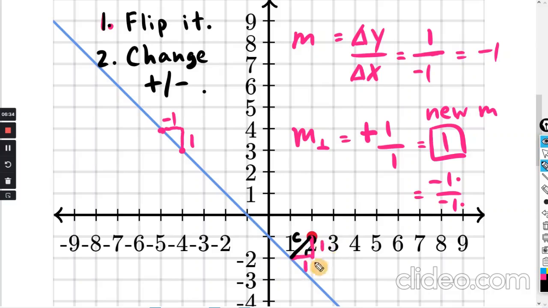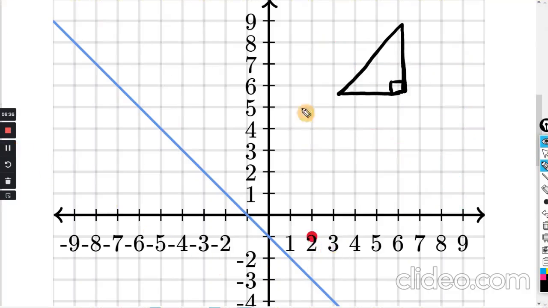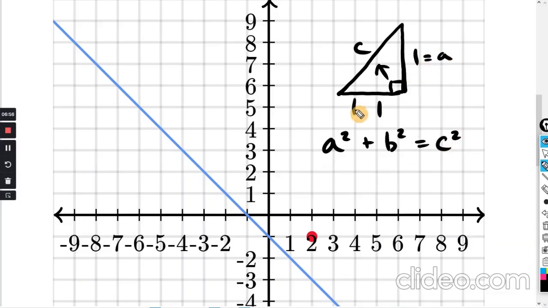I'm going to draw a bigger version of this. This side length was 1 and this side length was 1. Across from your right angle is the hypotenuse c. So we just use a squared plus b squared equals c squared. The legs, it doesn't matter which is a or b. The hypotenuse always has to be c. So a is 1 and a squared is 1 squared. b is 1 and b squared is 1 squared. And that equals c squared.